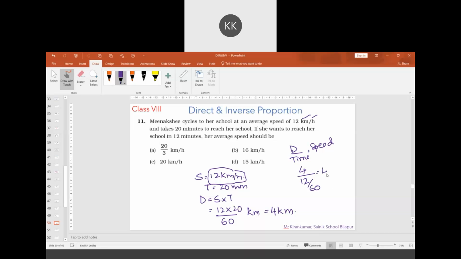Let us simplify: 4 into 60 divided by 4 into 12 into 5, sir. That gives 20 kilometer per hour. So 20 kilometer per hour, sir. Option C is the right answer.